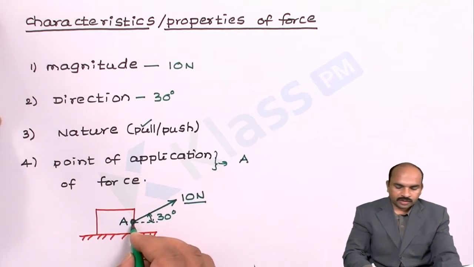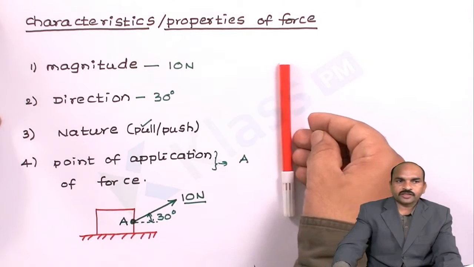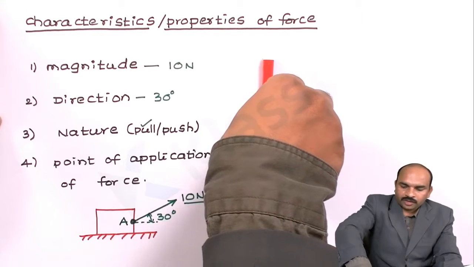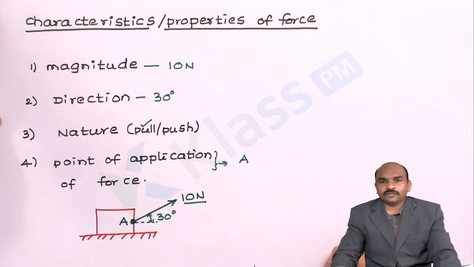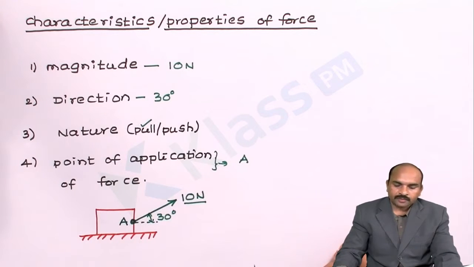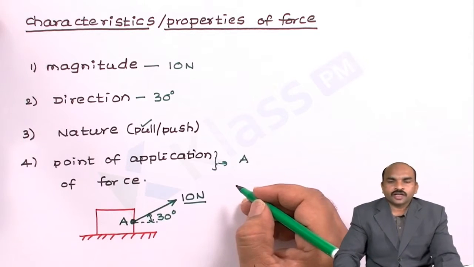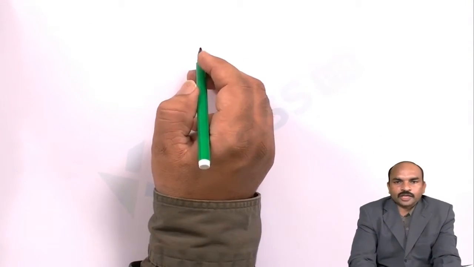Why I'm talking about this point A is, if you take an object and apply force in this direction, the body is moving, but when I apply force downward like this, the body is not moving. So when we apply the force at different angles, at different points, the effect of that force will be different. For different forces and different angles, the motion will be different. So these are the four properties a single force has. Now let us see the types of forces.